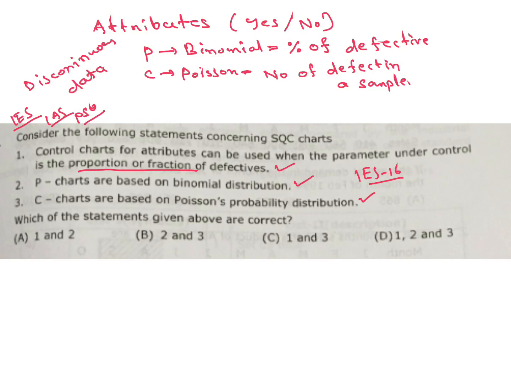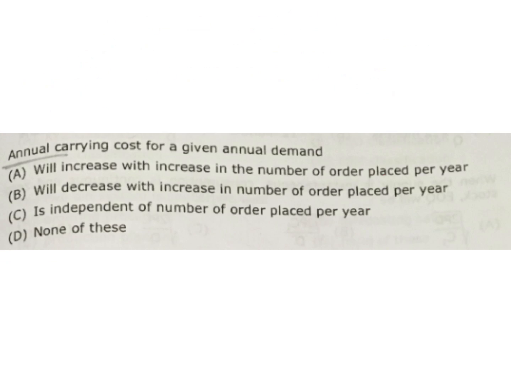Annual carrying cost for a given annual demand. First, annual carrying cost is average quantity into CH, where CH is the unit holding cost annually. So Q star, the average quantity or lot size, is the total demand D divided by the number of orders N. This is the annual carrying cost.